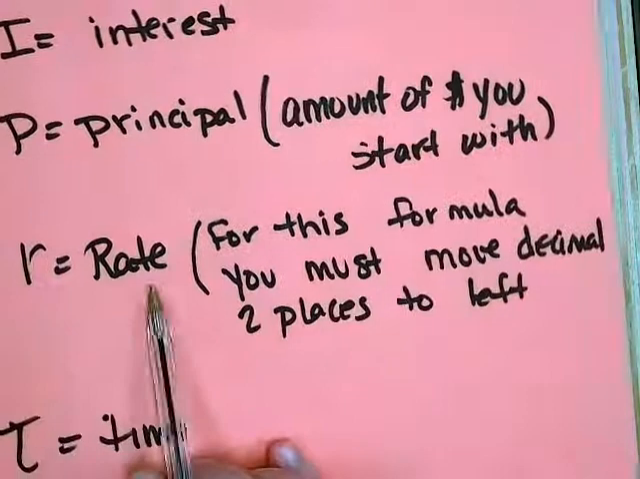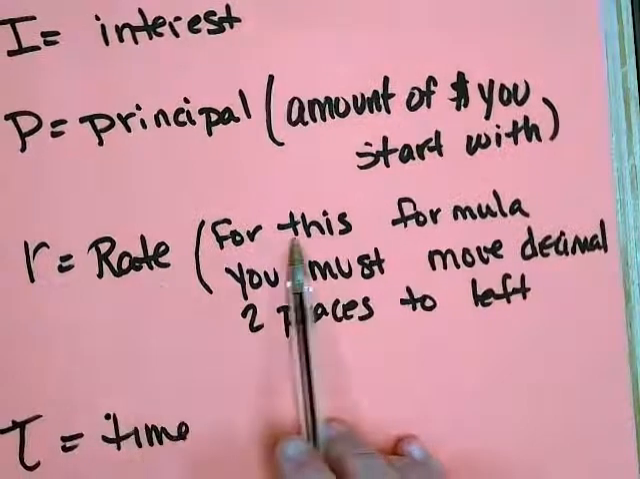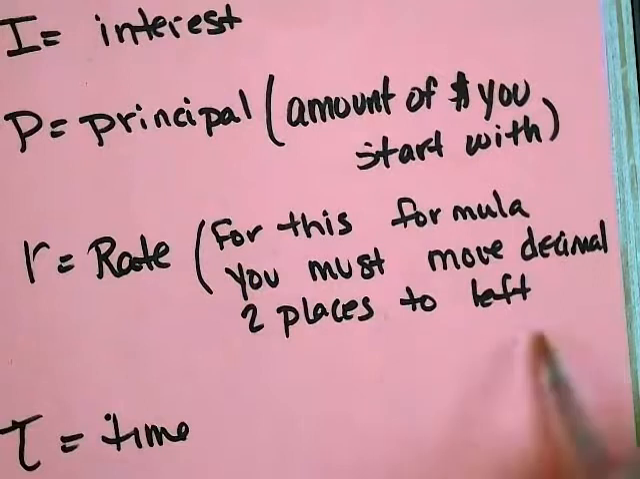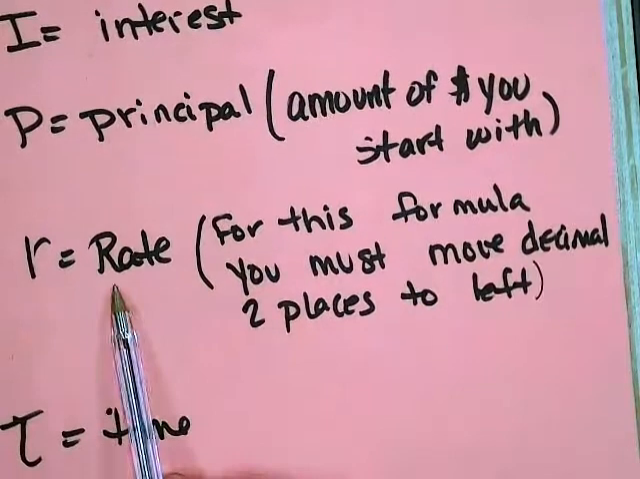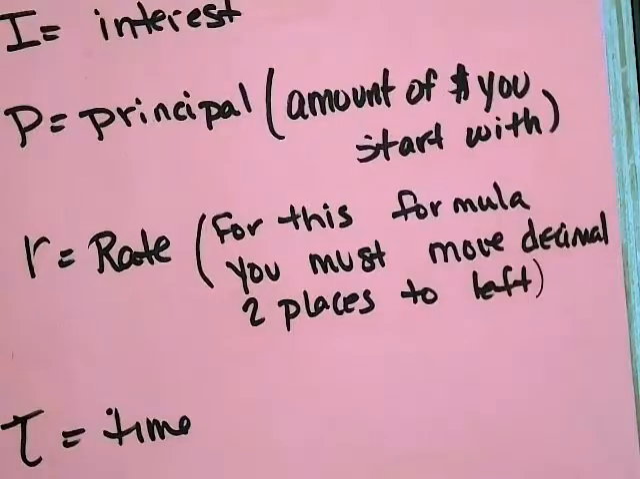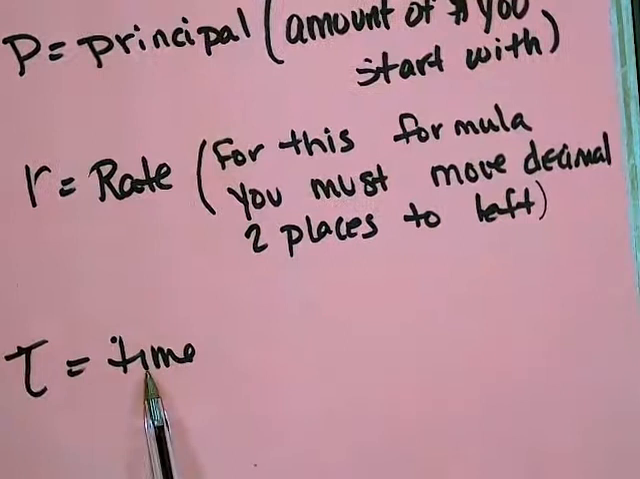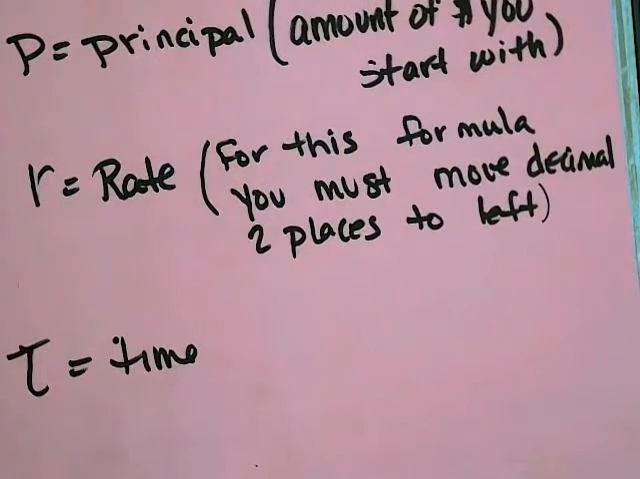The rate is a percentage. For this formula, you must move your decimal places to the left 2 places, but it's always a percent. Remember, you can't multiply by a percent, so you've got to change it to a decimal. And T stands for time. If they tell you that you've had it in there for 5 years, you use 5. If they say that you've had it in there for 6 months, you need to use 1/2.